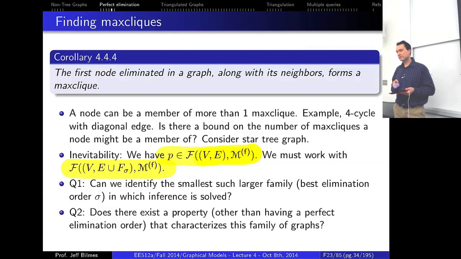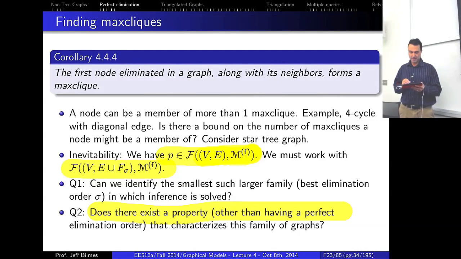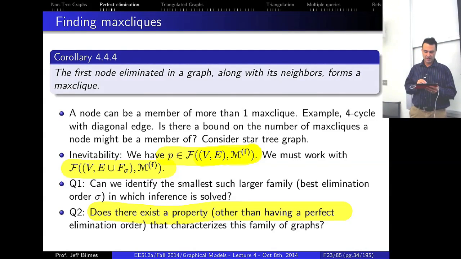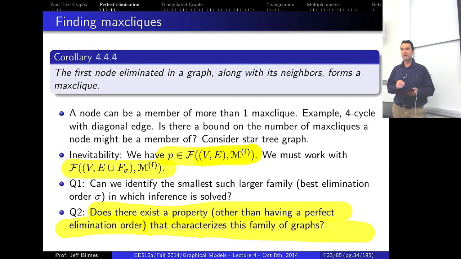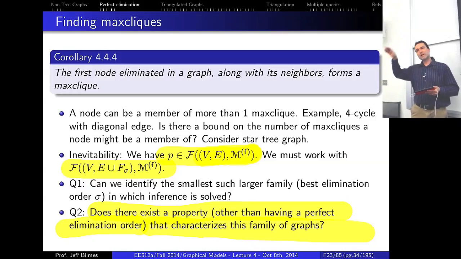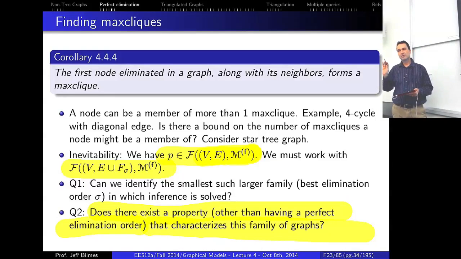And before we answer that question, we're going to answer the second question, which is, does there exist a property or a characterization of graphs, other than having a perfect elimination order, that characterizes this family of graphs? And this is how we're going to wrap this discussion back around to trees. We're going to see that those graphs that have a perfect elimination order are intrinsically related to trees.